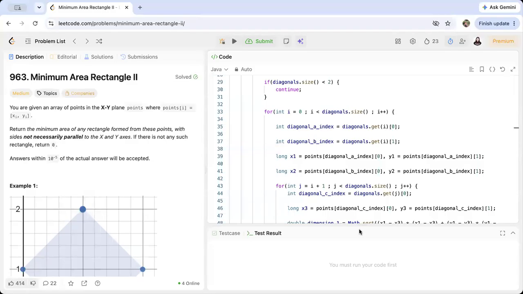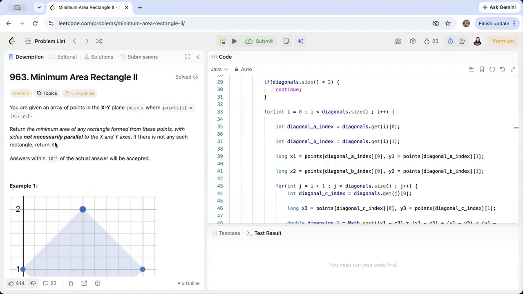Everyone, this question is about finding the minimum area rectangle. The question says that we are given points in a 2D plane. We have to find the minimum area of the rectangle that can be formed from these points, and if we can't find a single rectangle, then we have to return a zero.